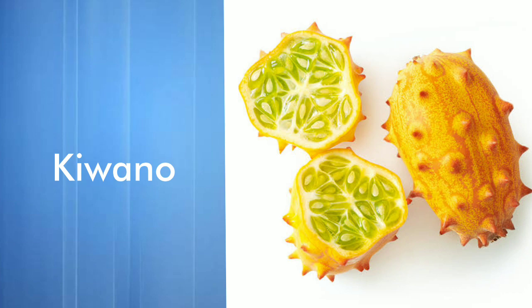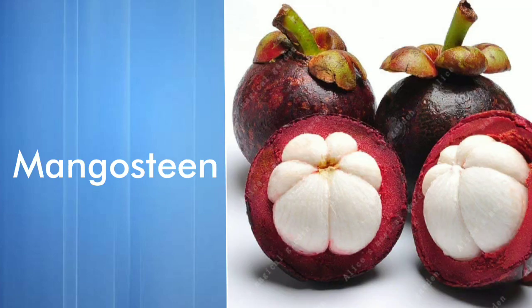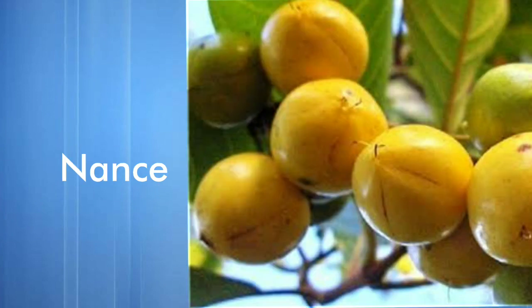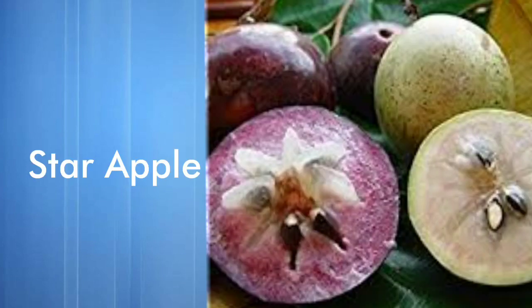Next we have Kivano. It's Kivano. What is it? Next we have mangosteen. It's a mangosteen. What is it? Some of the fruits are outside India. Pineberry. It's a pineberry. What is it? Nance. It's a nance. What is it? Star apple. It's a star apple. What is it?